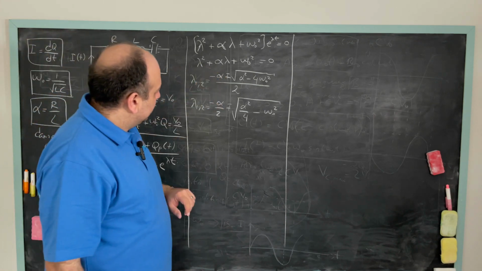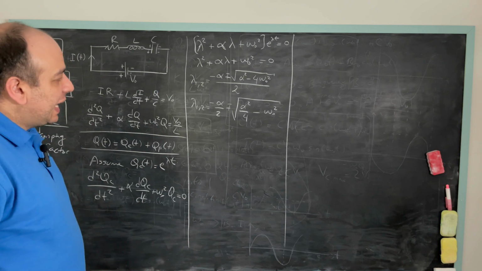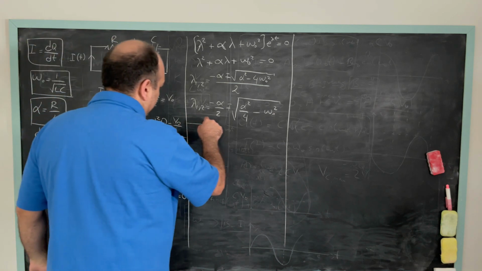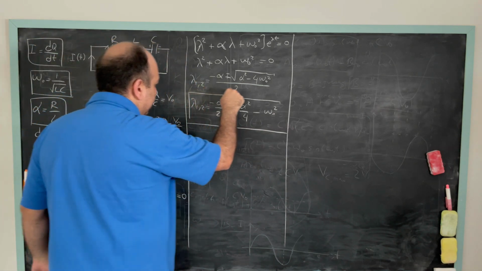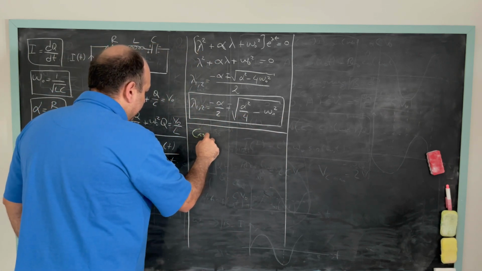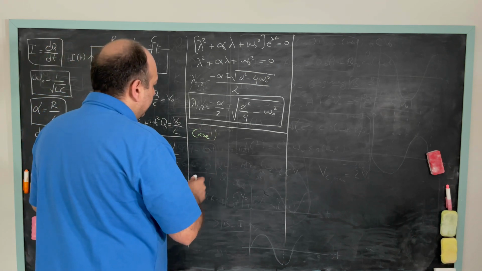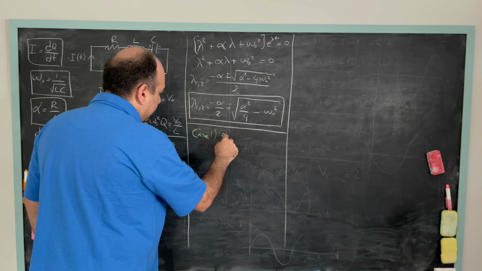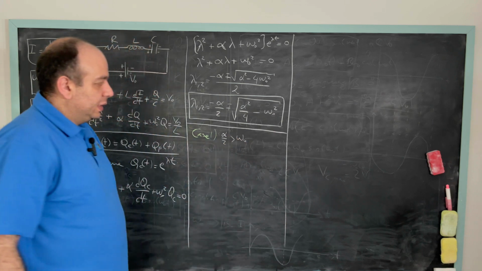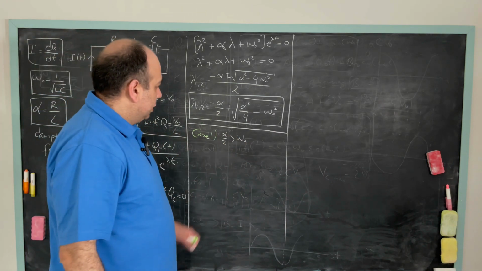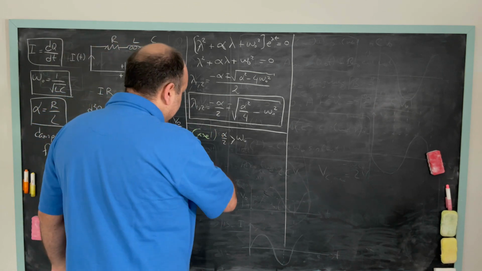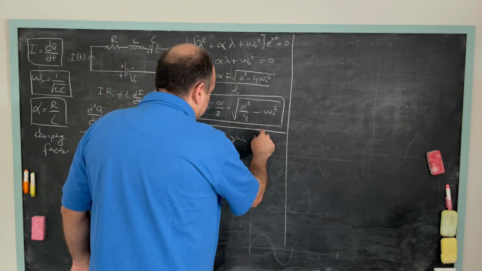If I look at this lambda term here, I'll actually have 3 different cases. So this is my lambda 1 and 2, and I'll have 3 cases. Let's suppose case 1. What can I have for case 1? I can have alpha over 2 larger than omega naught. So the term in the square root can be a positive term. In other words, I'll have real solutions for lambda. If this is the case, the system is called overdamped.